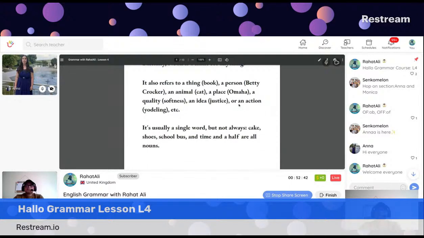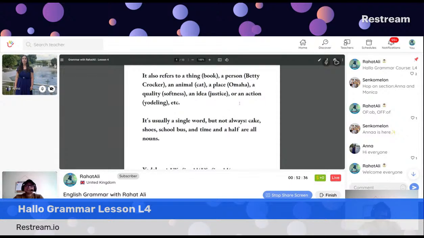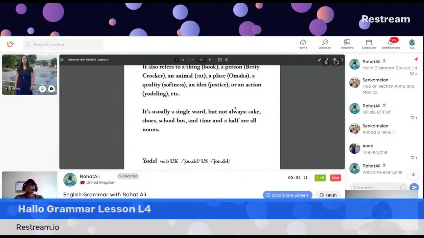It is usually a single word in the case of names like cake, shoes, but sometimes it can take a double word like school bus, spring roll. We call that a compound word. When it has got two nouns together, we call them a compound word or compound noun.